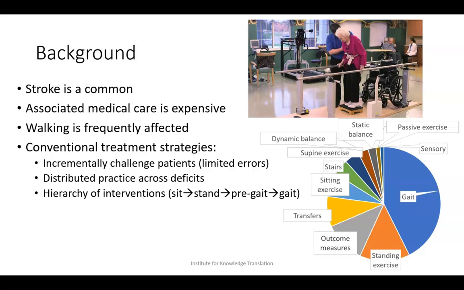So for some of these people that start with the inability to sit, it takes a while, if you're even able to get there, to get all the way to practicing walking, which is also going to limit the amount of practice that you can get.